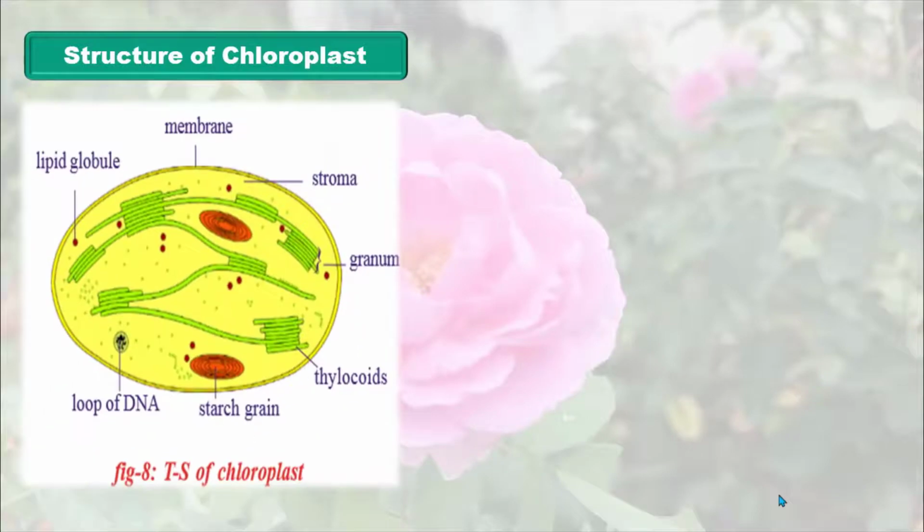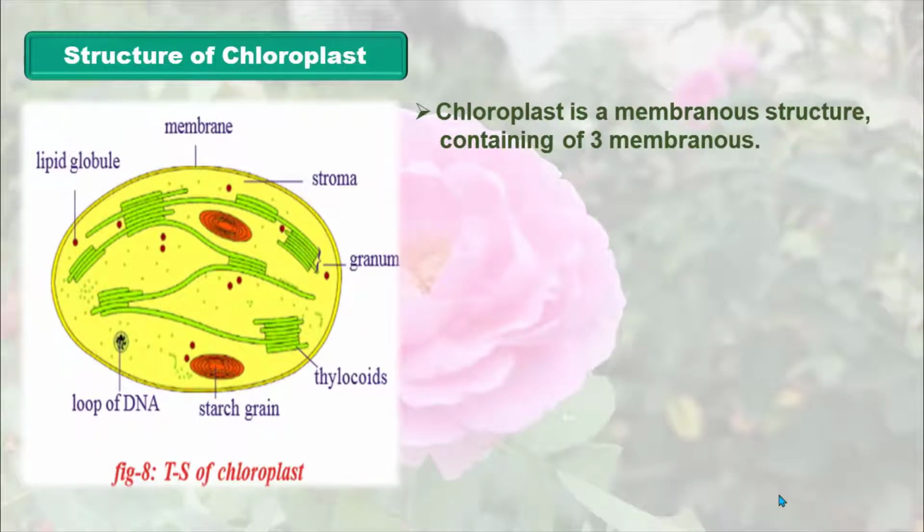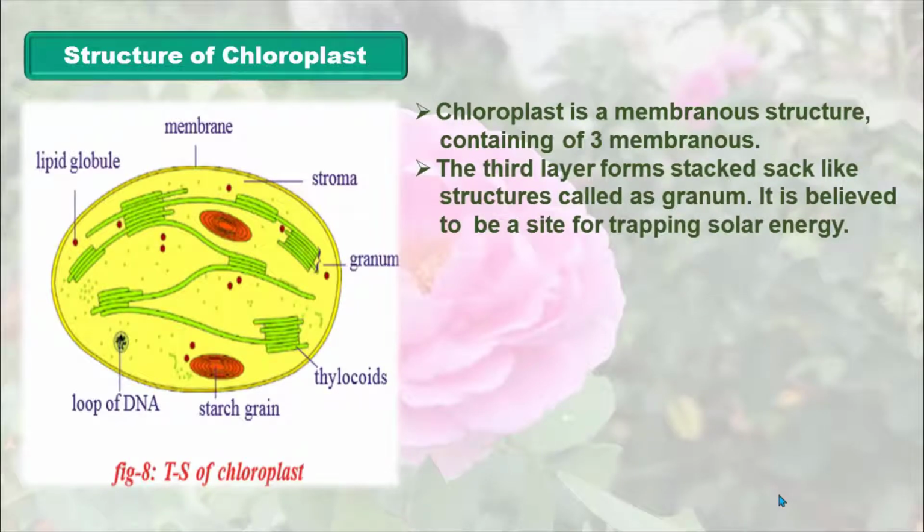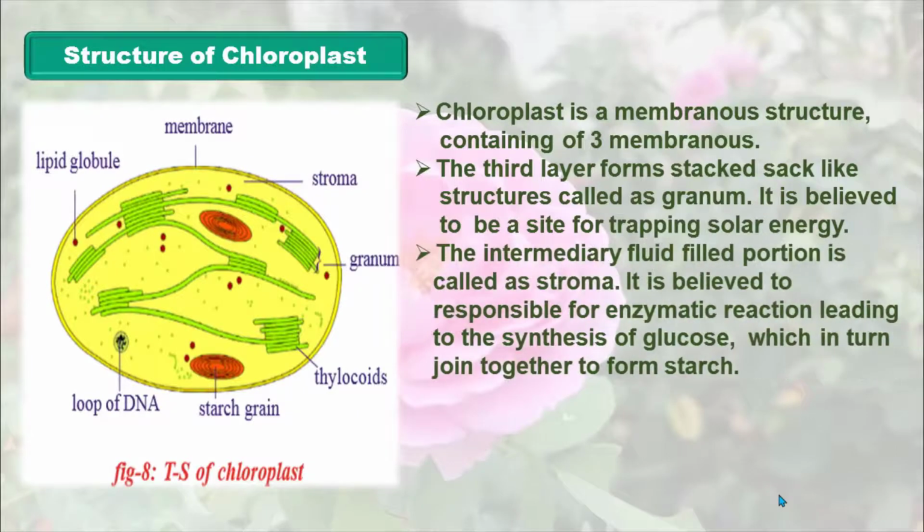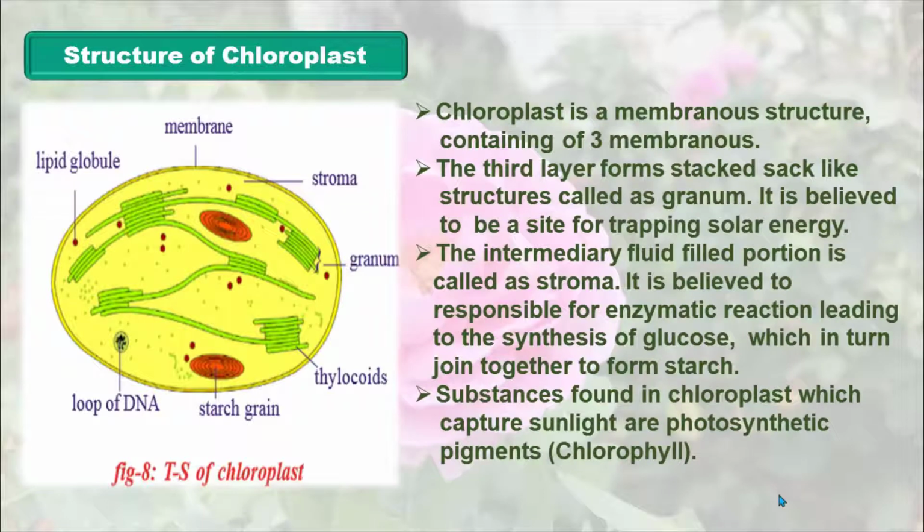Chloroplasts are sites for photosynthesis. Chloroplast is a membranous structure consisting of three membranes. The third layer forms a stacked sac-like structure called granum. It is believed to be a site for trapping solar energy. The intermediary fluid-filled portion is called the stroma. It is believed to be responsible for enzymatic reactions leading to the synthesis of glucose, which in turn joins together to form starch. Substances found in chloroplast which capture sunlight are photosynthetic pigments, called chlorophyll.